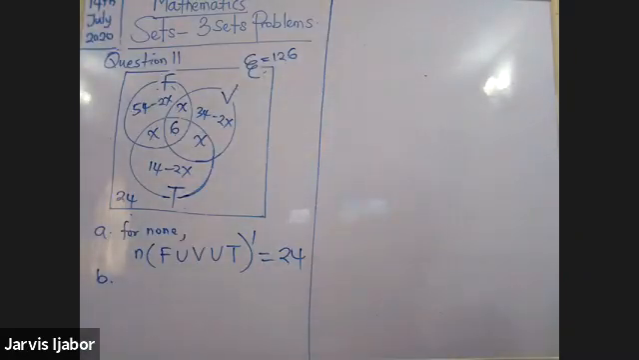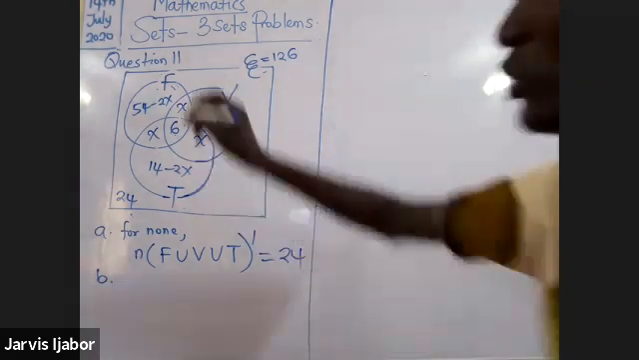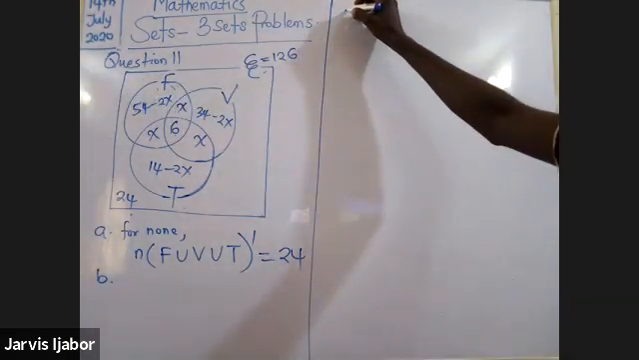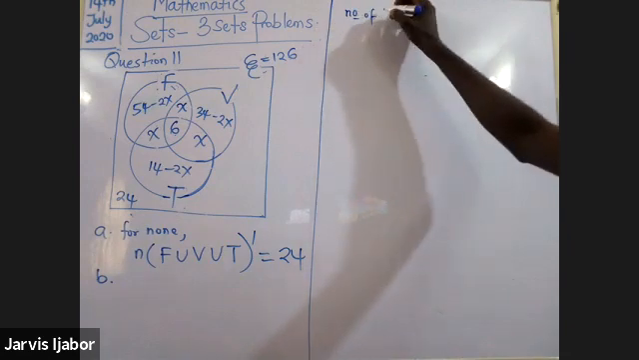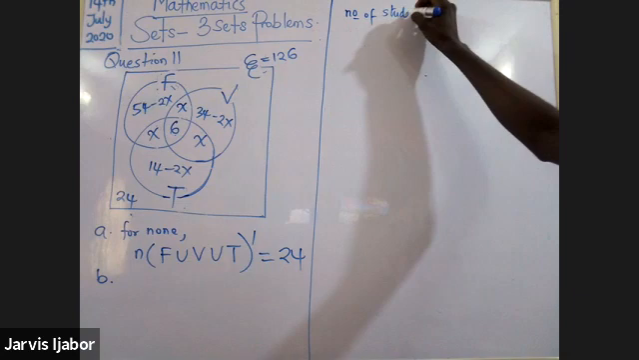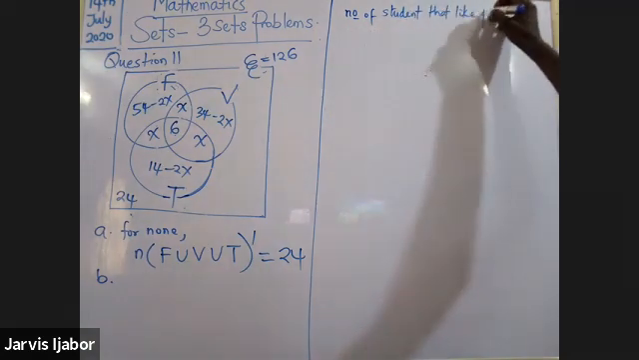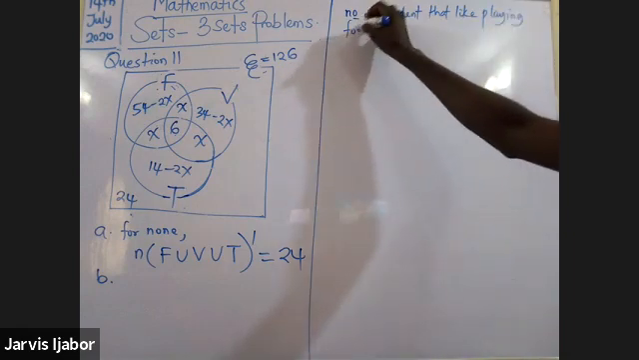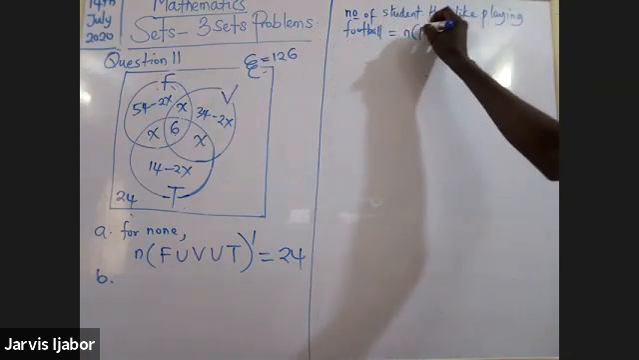All right. Now, how many students like playing football? They didn't say football only. So the students who like playing football are all the students in this category. So the number of students that like playing football will be equal to number of F.